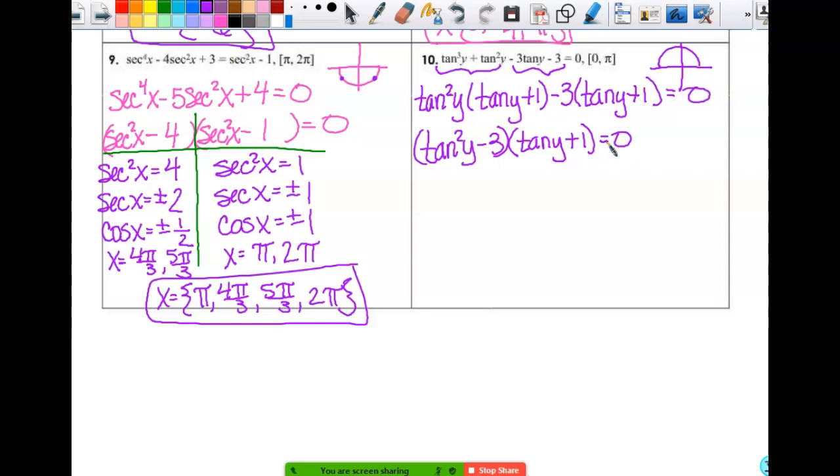So I've factored them. That first term is actually not a difference of squares. You could kind of force it down that road, but I wouldn't want to factor it anyway, so separate these. And that's going to give me tangent squared y equals 3. So tangent y equals plus or minus the square root of 3.